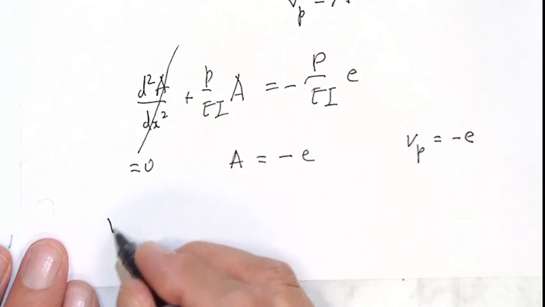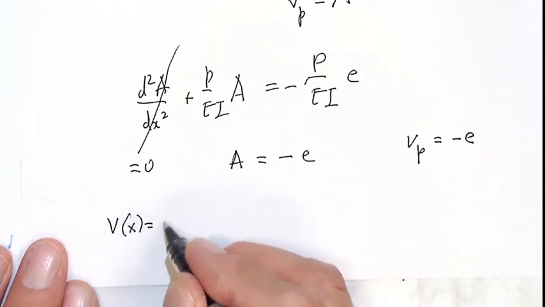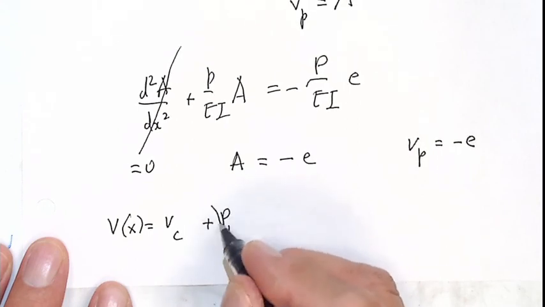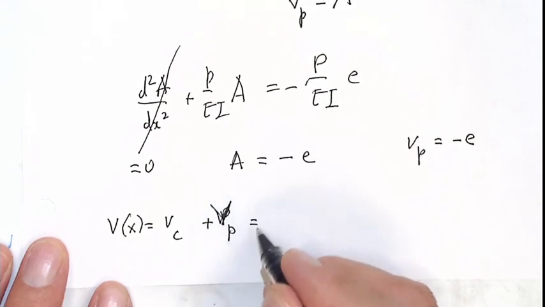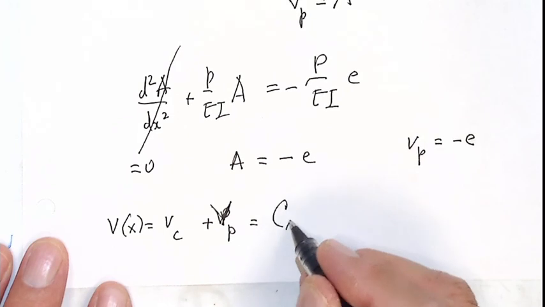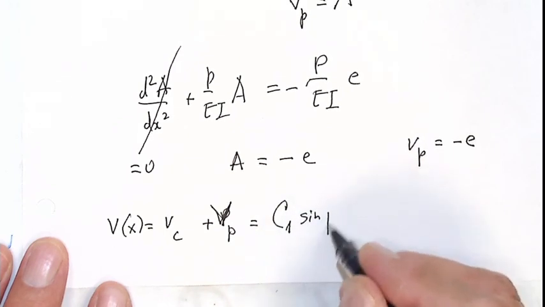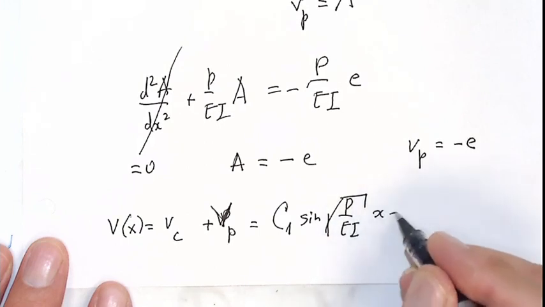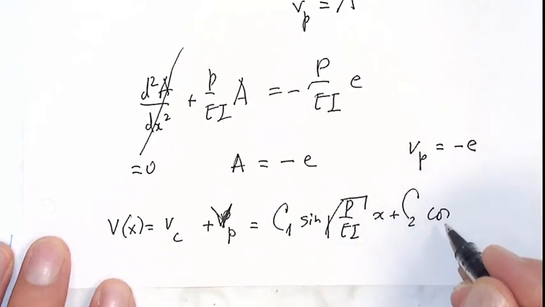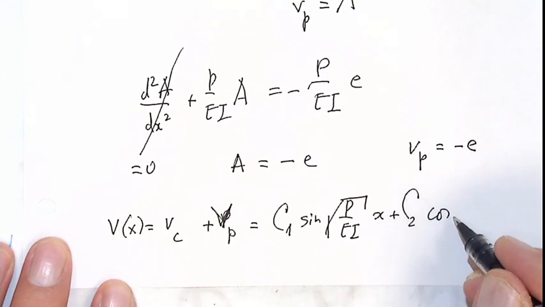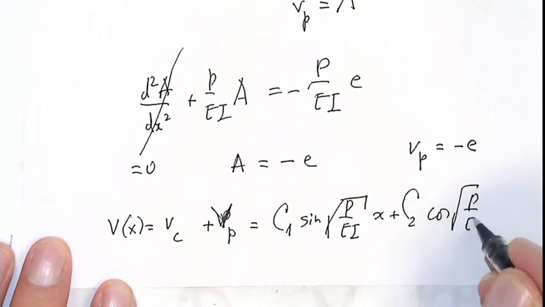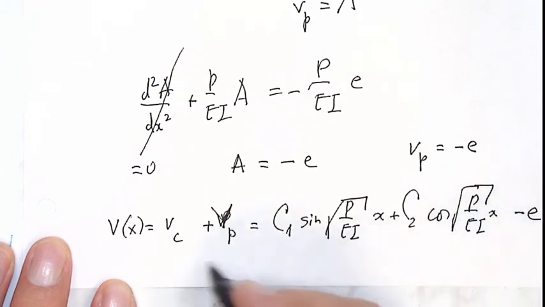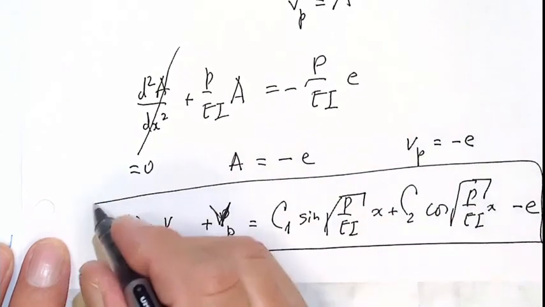So then v of x equals v complementary plus v particular and equals c1 sine of square root of p over EI x plus c2 cosine of square root of p over EI x minus e. We will continue next time.